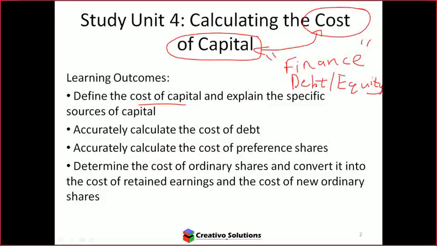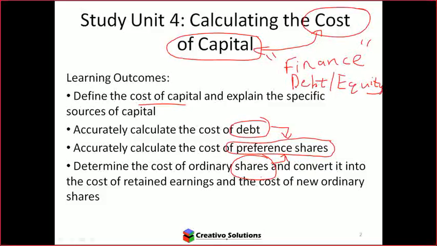Okay, so when calculating cost, you're going to have to look at two components, the debt and the equity. Then you've got this extra consideration, which is the pref shares. Is that debt or equity? Equity. It's actually both. It's quasi-debt because it's similar to debt and also similar to equity, and we'll explain why a bit later.